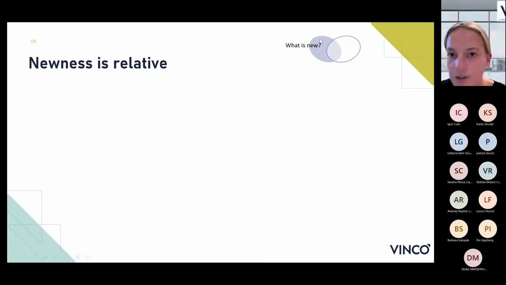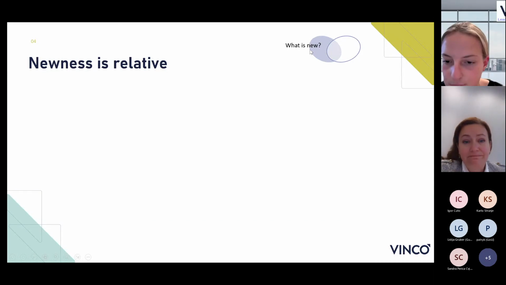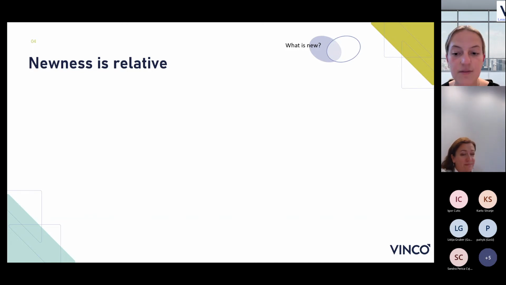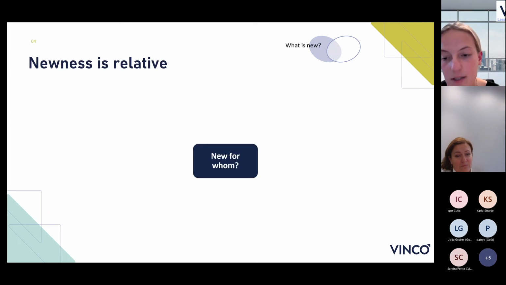Component of innovation. So you see the left side. Newness refers to the degree to which something is perceived as different from what existed before. So whether something is new and the degree to which it is new are subjective judgments influenced by relevant people and context. So what is considered new by one person can be considered a simple imitation or adaptation by another. So the question here is new for whom?